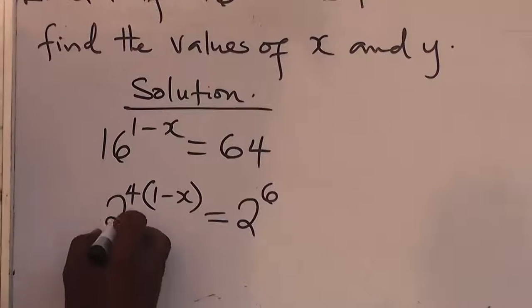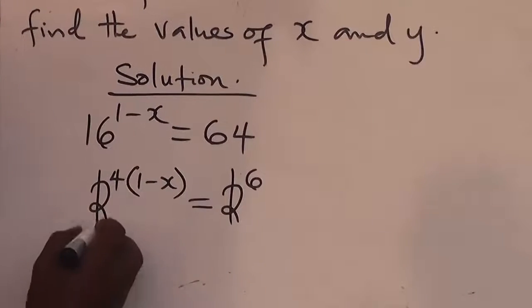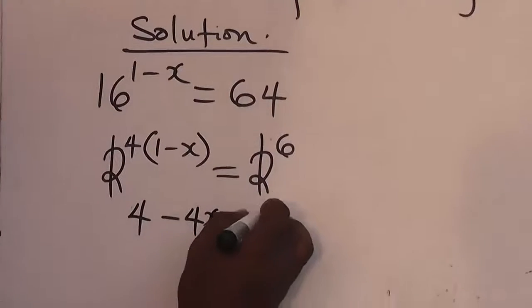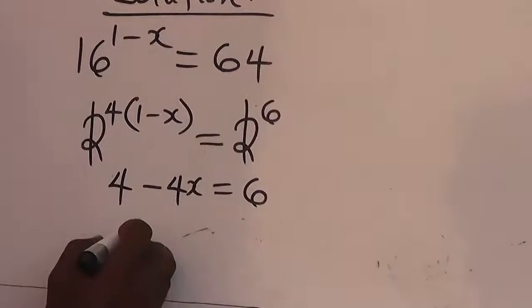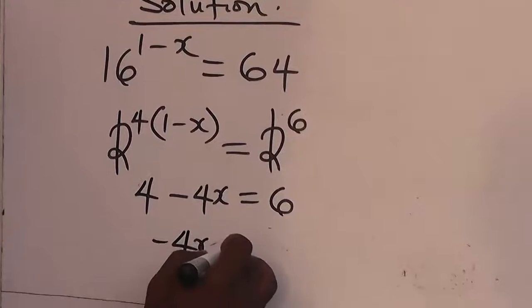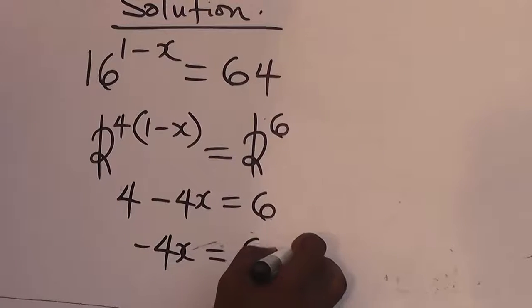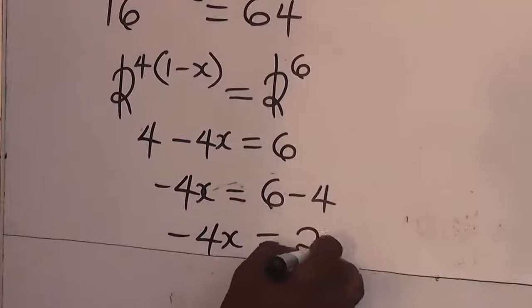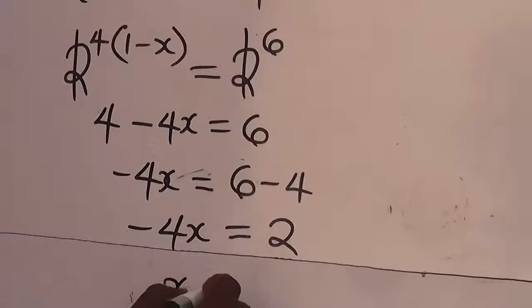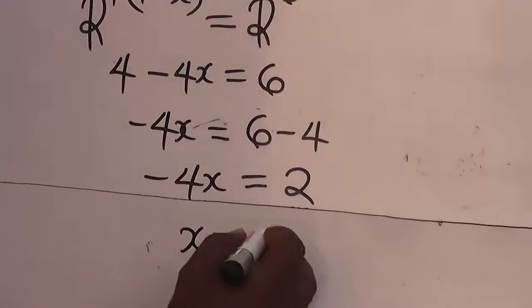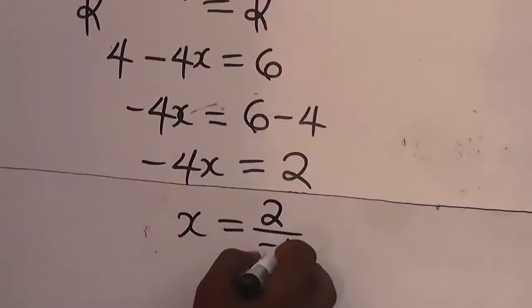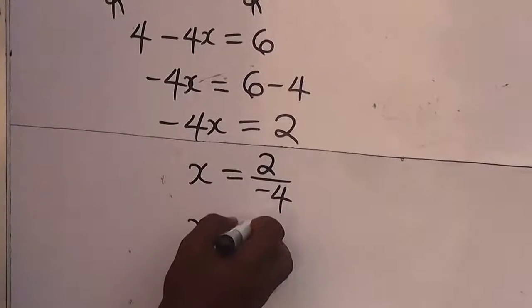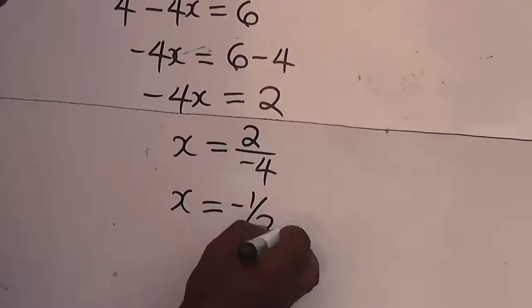Now, let's take out the bases since they are equal. 4 times 1 is 4 minus 4x is equal to 6. So if you collect like terms, you're going to have minus 4x is equal to 6 minus 4. So minus 4x will be equal to 2. So our x, if you divide both sides by minus 4, you have 2 over minus 4. And this, if broken down further, will be minus 1 over 2.